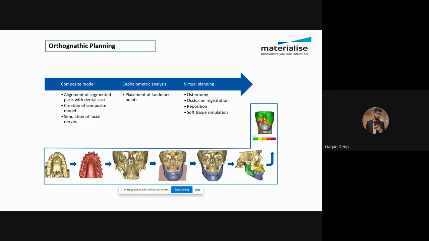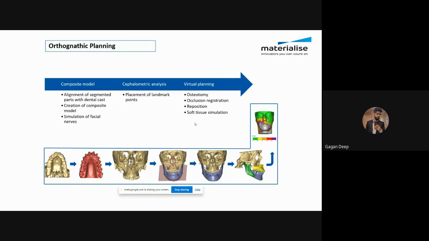After that, you can also do the occlusion registration, where you can take a bite from an intraoral scanner and import that file into the ProPlan software. After that, the repositioning part is your actual surgery, where you can move your mandible and maxilla according to the plan. Once you have all these steps, the last step is soft tissue simulation. You can also see how the patient will look after the surgery, and the movement of the soft tissues.